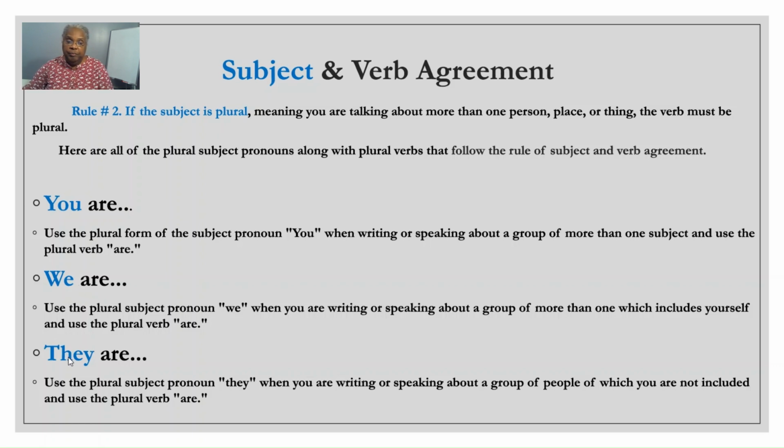The third plural subject pronoun and verb agreement that we see is they are. Use the plural subject pronoun they when you are writing or speaking about a group of people of which you are not included, and use the plural verb are.